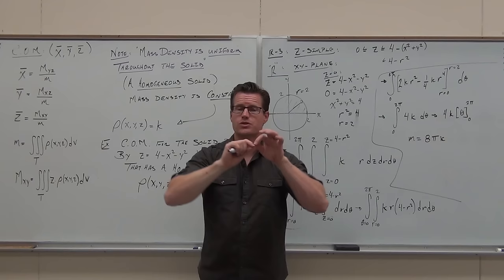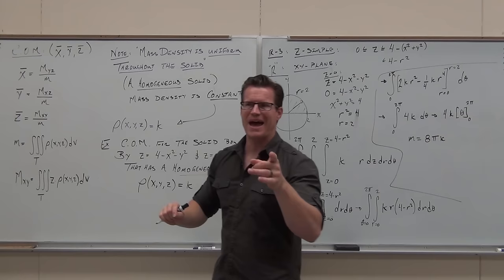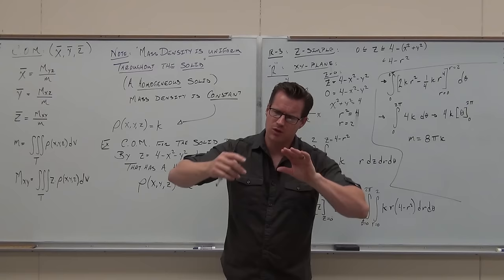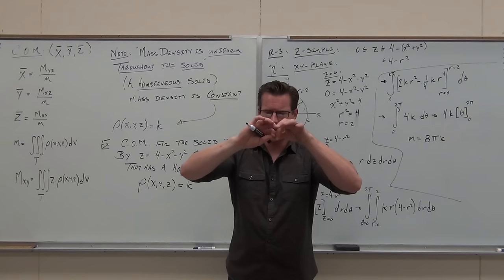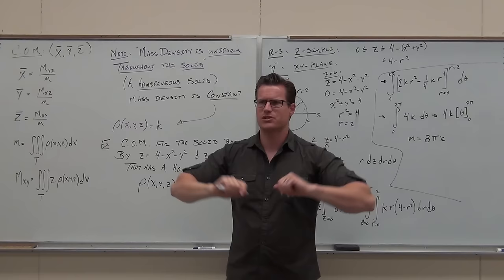Where's the center of mass going to be on some solid that's symmetrical about the z-axis in every direction? So along the y and along the x, it's symmetrical, and the mass density is evenly dispersed. What is the x going to be? Zero. And the y? Zero.